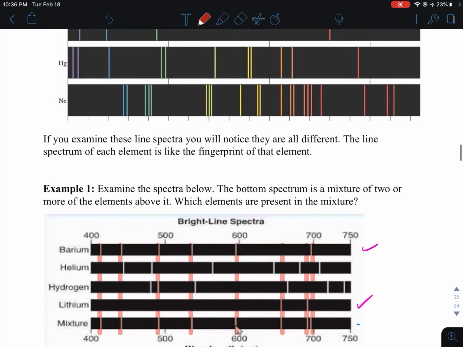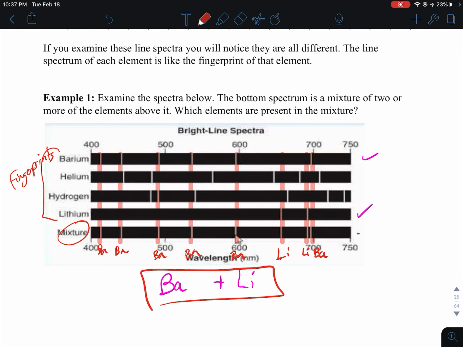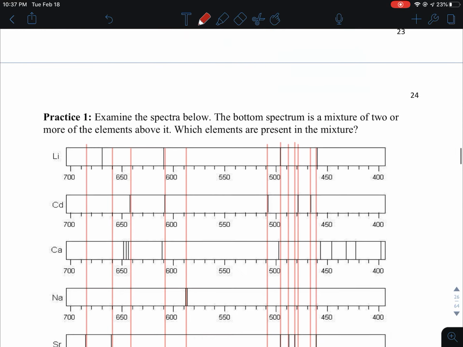This is really convenient because we can now use this for identification. Here's a couple of identification questions we did in class. We take the mixture and we compare it to the known fingerprints of the elements. These are our fingerprints. When we compare them, we can see the barium line here, and another barium line here, another barium line, another barium line, another barium line, and another barium. Oh, no, this one is a lithium line. Each of the lines in this mixture are from one or more of the elements above, and we can conclude that the mixture of gas that we're looking at is actually a barium and lithium mixture.